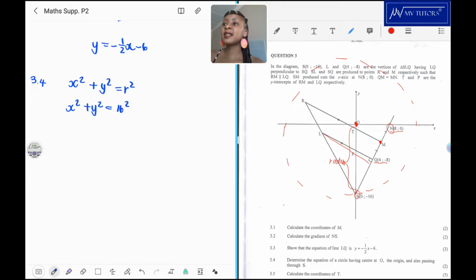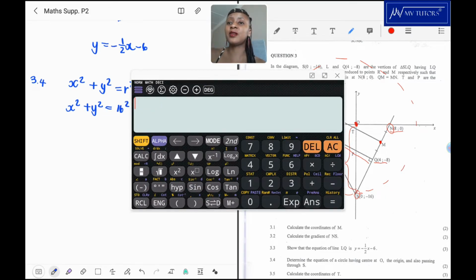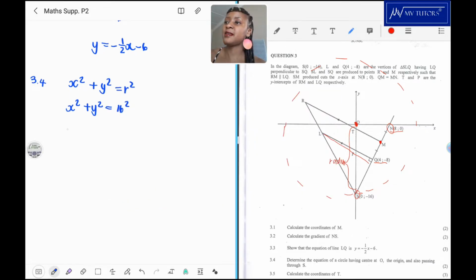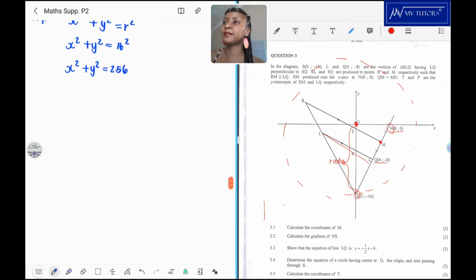So you can either leave it like this, or you can actually work out what 16 squared is. All right, so 16 squared, that's 256. So you can say x squared plus y squared is equal to 256, and that is your equation. Alrighty, so question 3.5.